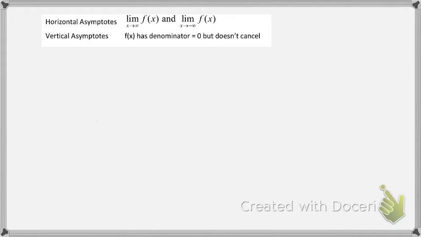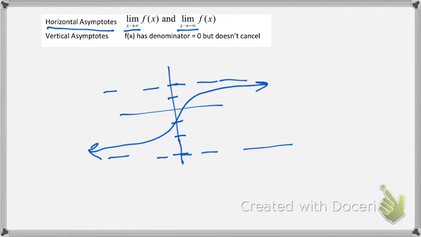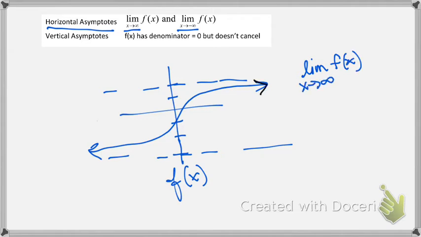Okay, asymptotes. Horizontal asymptote is the same as asking what's the limit on the right side and the left side of your graph. So for example, let's say we have a graph that goes like this. Assuming this is f of x, I'd say the limit of f of x as x approaches infinity, which means on the right, what is the height? And that would be 2. Remember, limit just means height you're approaching.